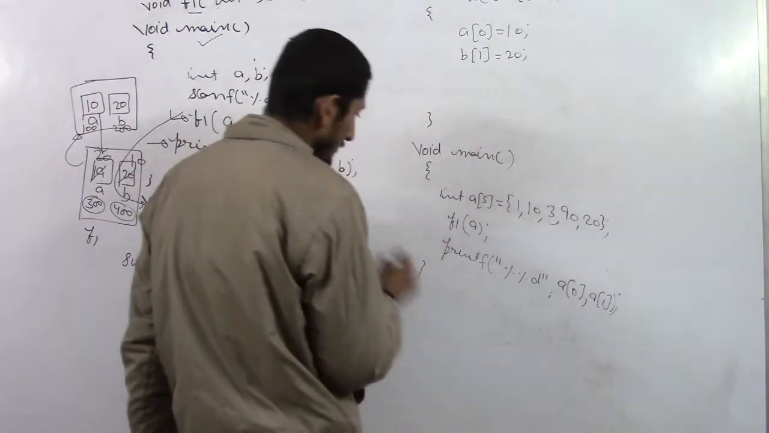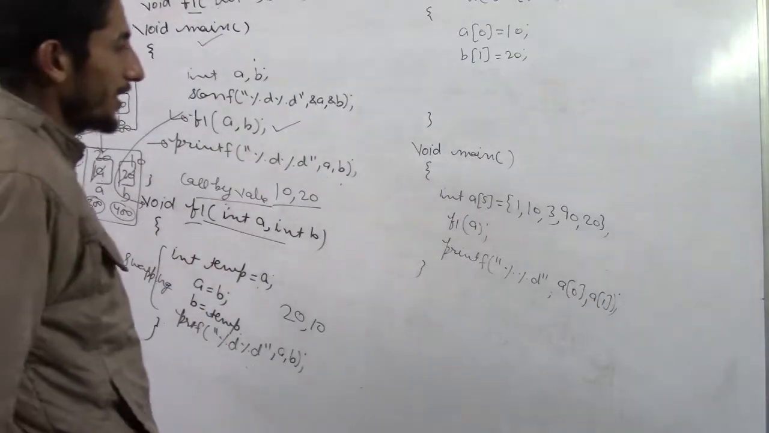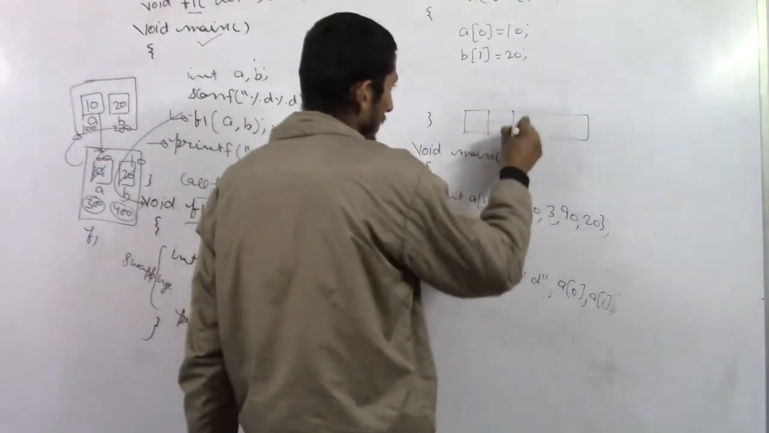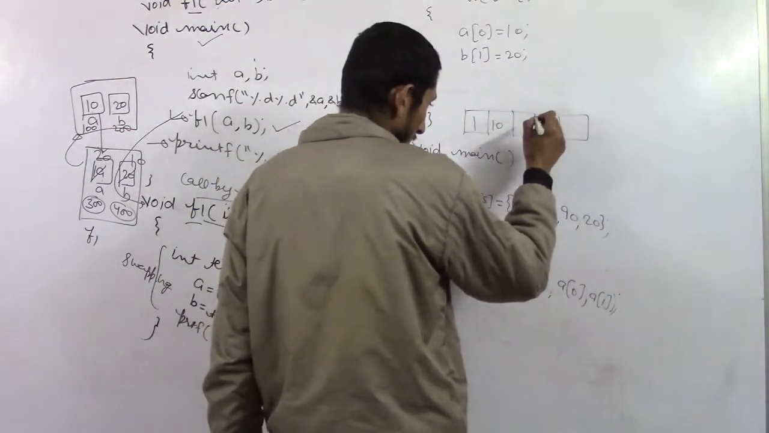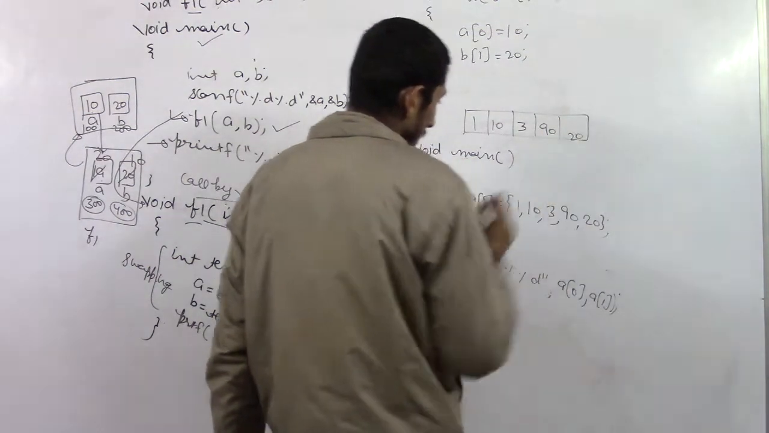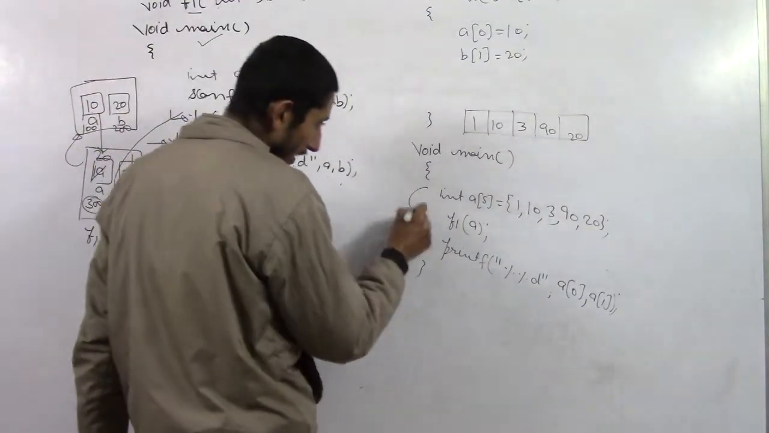So what is the meaning of this? First of all, the compiler will allocate an array, so let me allocate an array like this, and we have 5 elements. Let me assign the values 1, 10, 3, 90, 20. And please pay attention to what you are doing: you are passing the array.